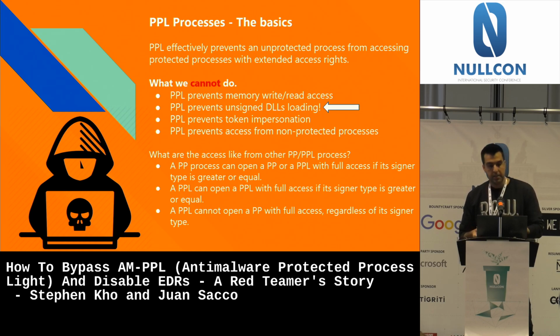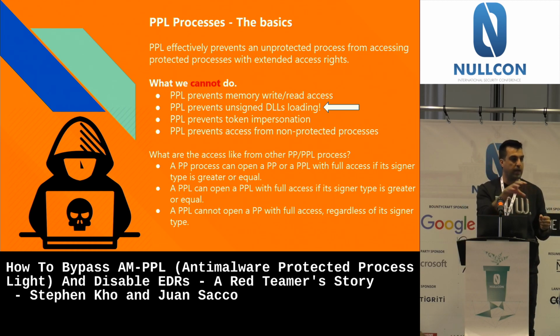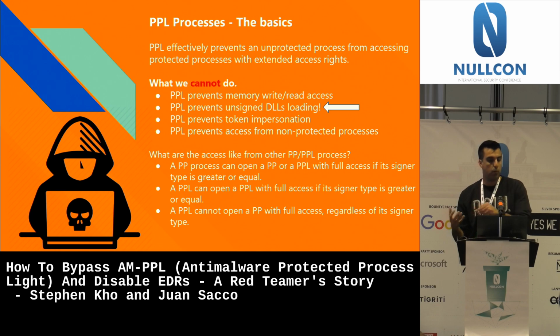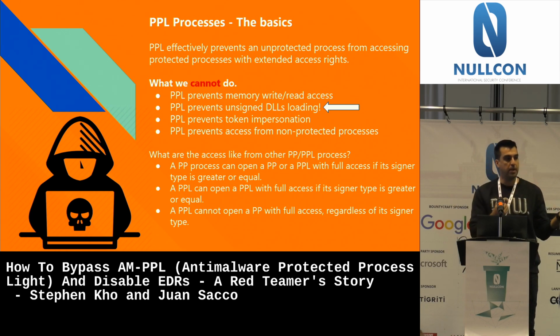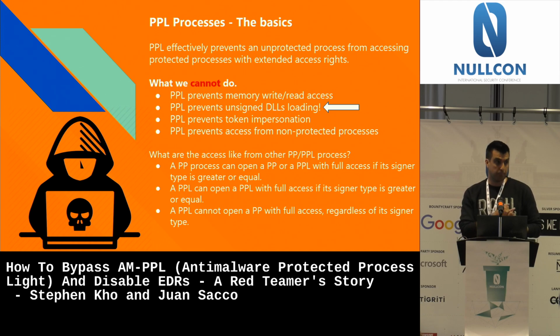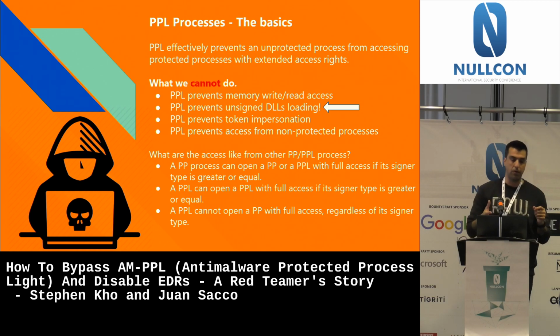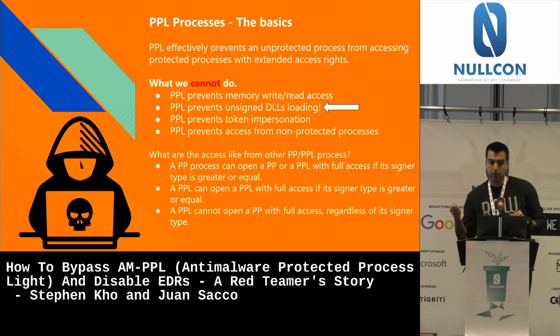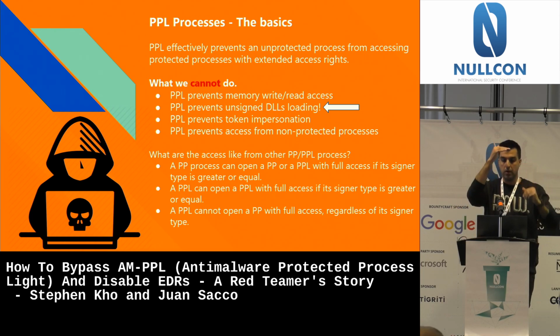But what is the access like from other PP and PPL processes? I told you what we cannot do from a non-protected process, but what can we do from PP and PPL processes? A PP protected process can open a PP or a PPL process with full access if the signer type is greater or equal. So basically this is the same level. A PPL can open a PPL process with full access if the signer type is greater or equal, and a PPL cannot open a PP process with full access regardless of signer type. So basically PPL is lower.